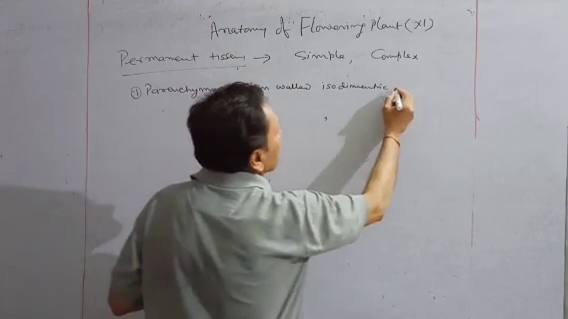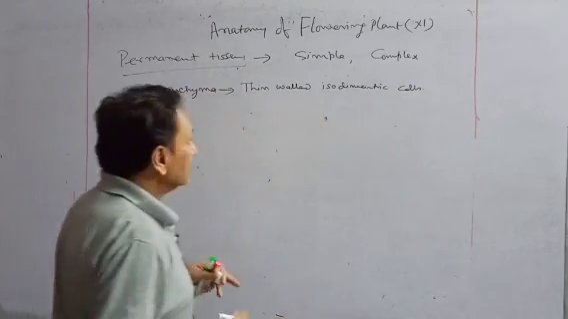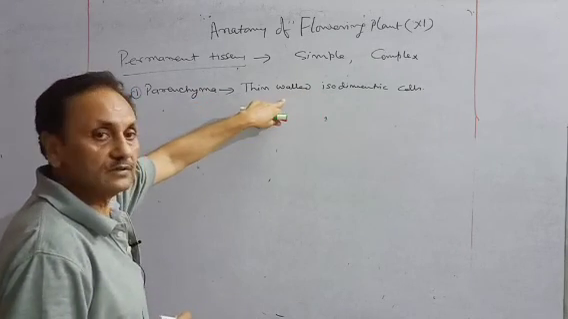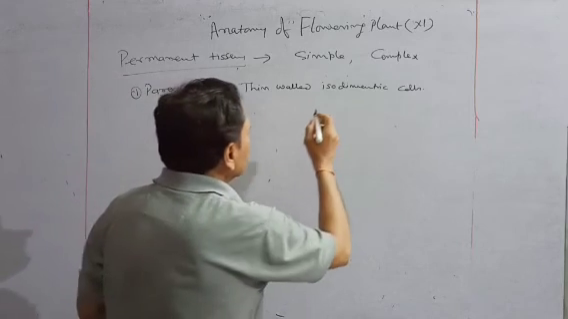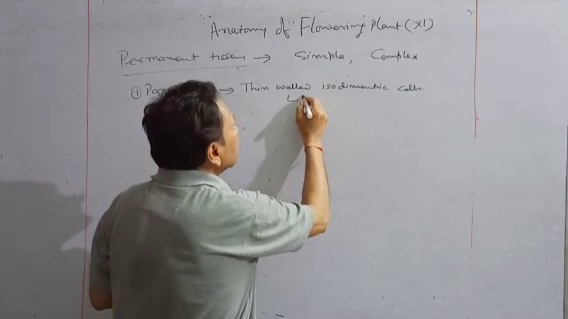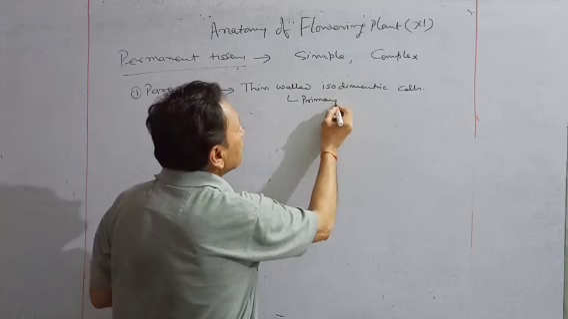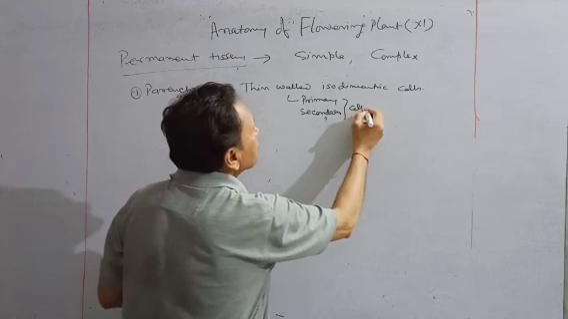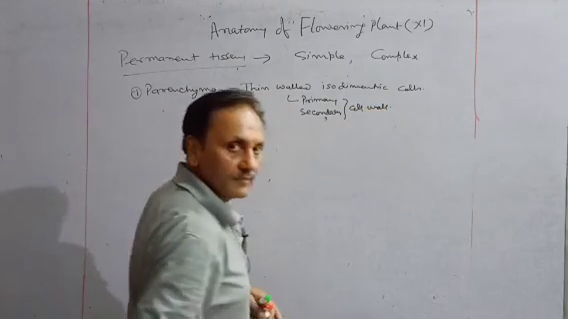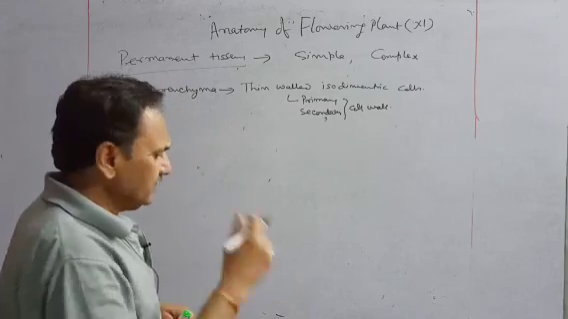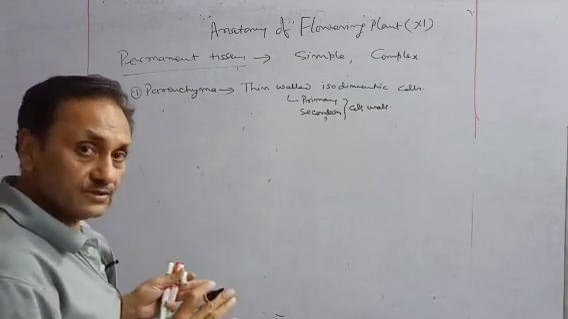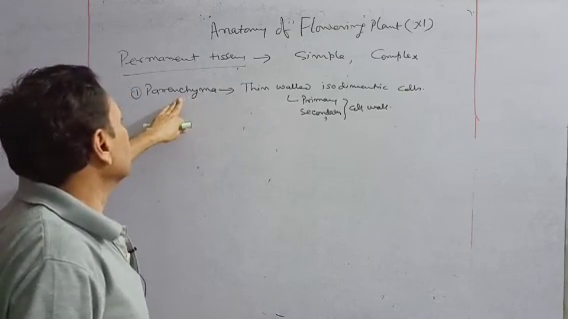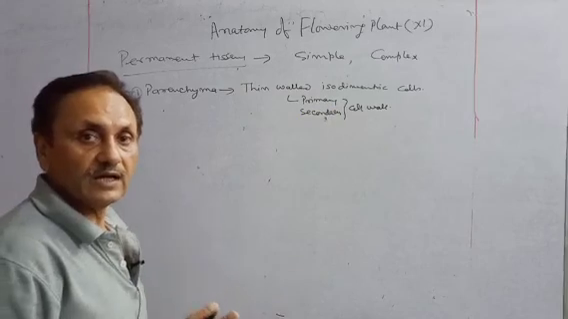Parenchyma is made up of thin walled, isodiametric cells. Thin walled means there is either a primary or secondary cell wall. Tertiary cell wall or pectin or lignin deposition will not take place, and due to lack of these pectin or lignin depositions, these parenchymatous cells are living in nature.